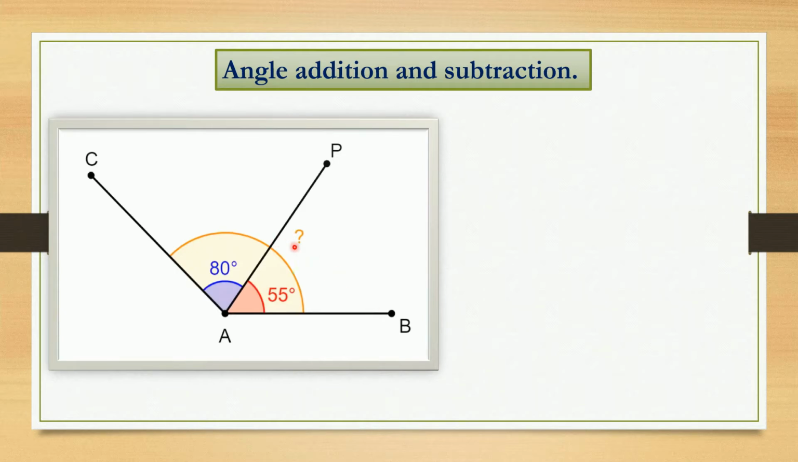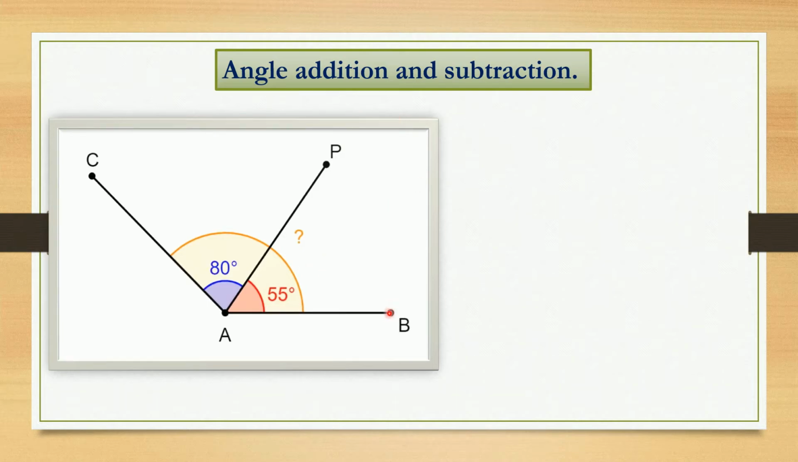Here they are asking us to calculate angle BAC. We cannot find the measure of BAC by using a protractor and measuring this angle, because the question here is not measure BAC, but calculate BAC. So we need to use an equation of addition, subtraction, division, multiplication to calculate this angle. But here we are only focusing on angle addition and subtraction.